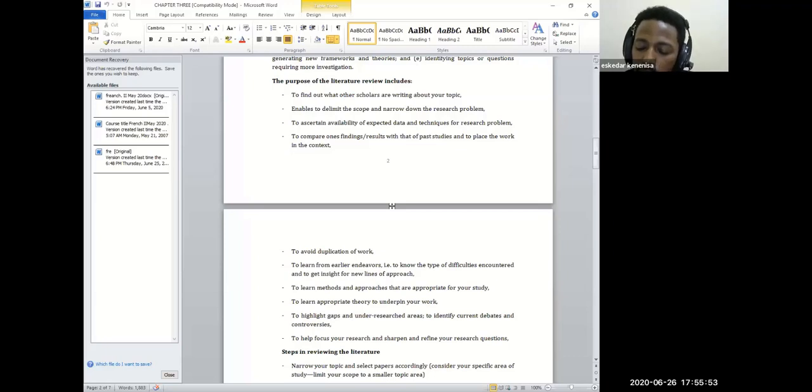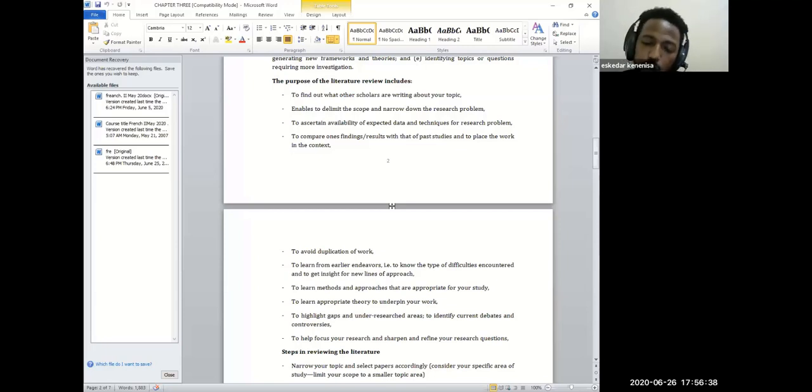Another purpose is to learn the methods and approach that are appropriate to your study. As I told you before, the literature review simplifies the remaining tasks by showing approaches and new techniques that are appropriate to your paper. Another issue, this is obvious, you can learn appropriate theory by reading comprehensive literature. You understand the existing theories and you identify the theory that fits your study.